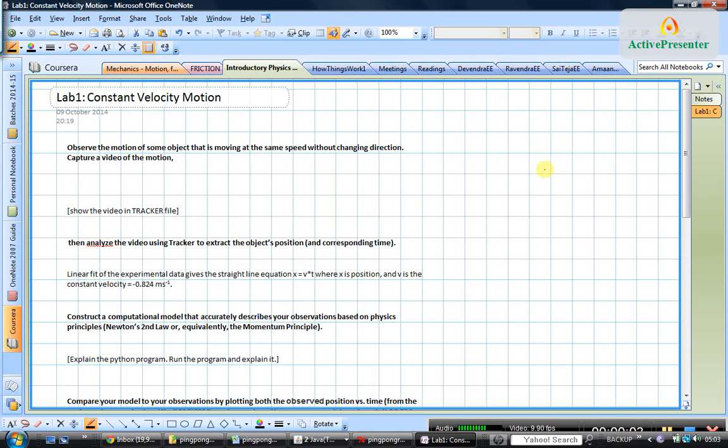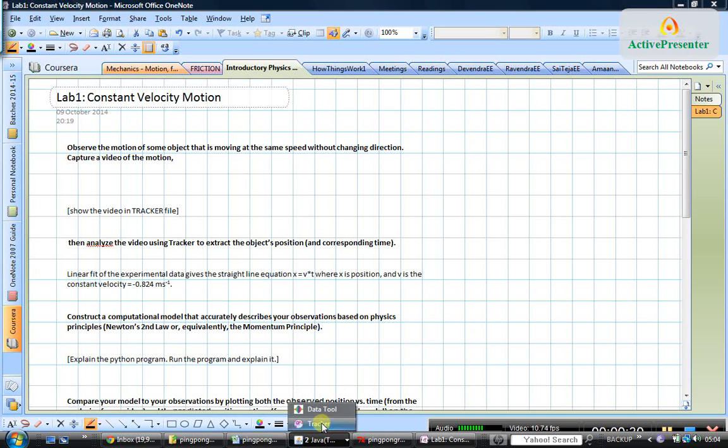Hi, this is my lab report of Lab 1 on constant velocity motion, which models the constant velocity motion of a ping pong ball rolling on a horizontal surface. So the first step is to observe the motion of some object that is moving at the same speed without changing direction. I have to capture a video of the motion. I did that. So let me show the video.